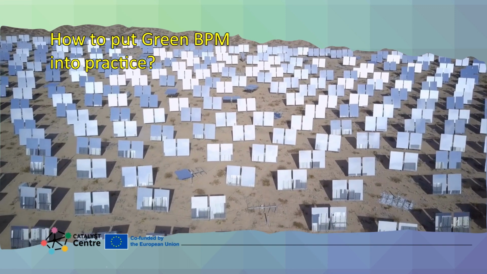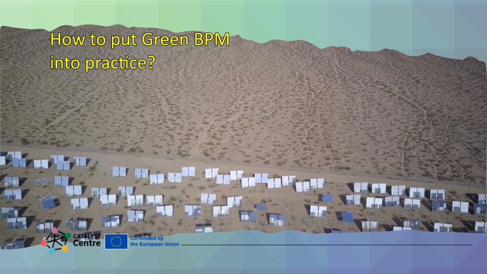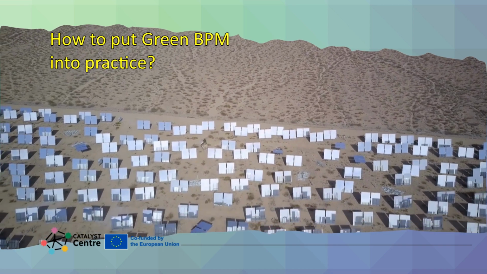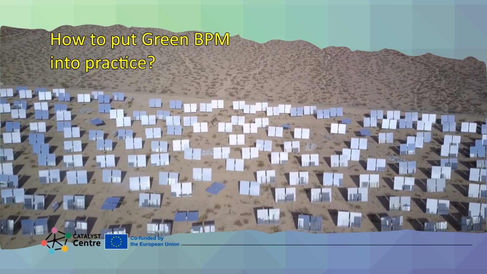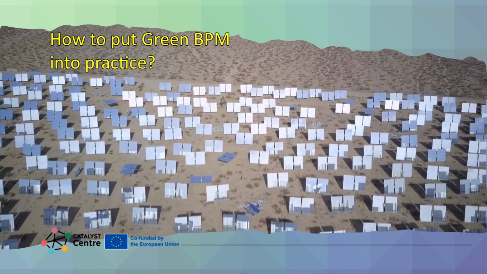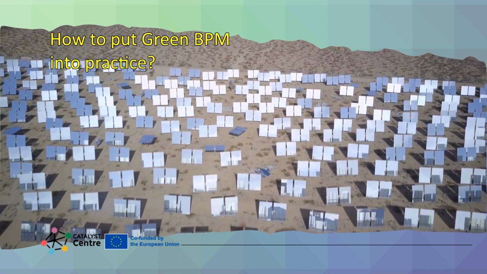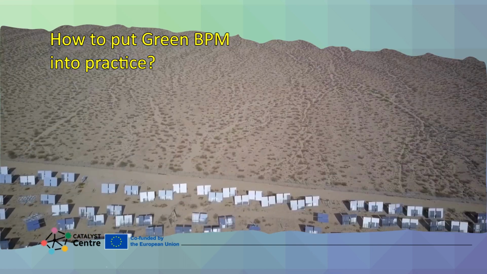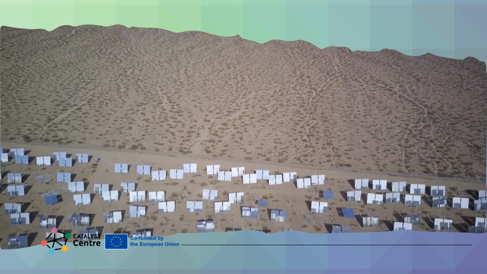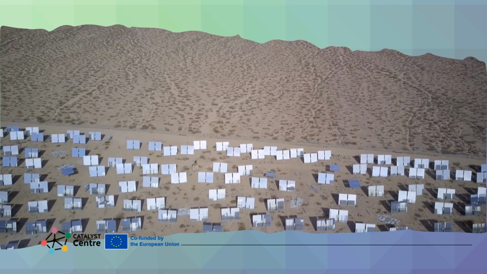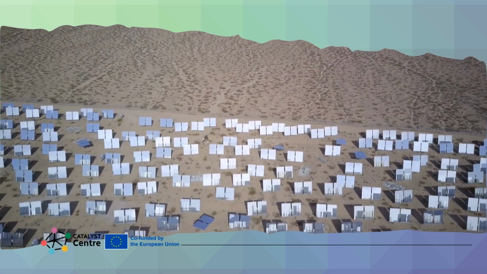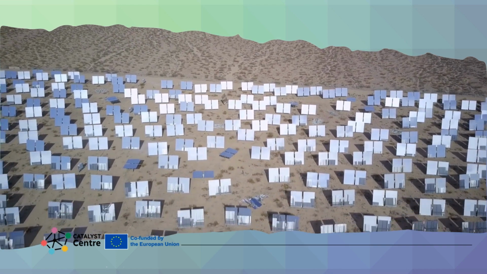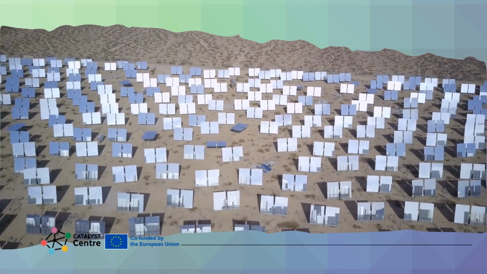How to put Green BPM into practice? To begin with, you need to understand the Green BPM life cycle. In fact, contrary to what many may think, green process management follows the same phases as any other process: planning, modeling, simulation, execution, monitoring and control, improvement.